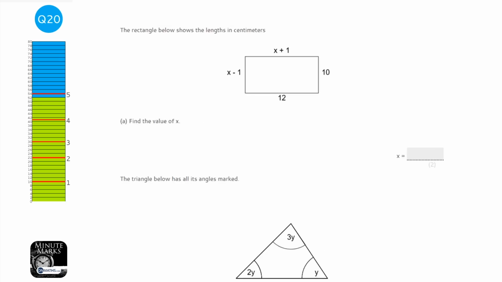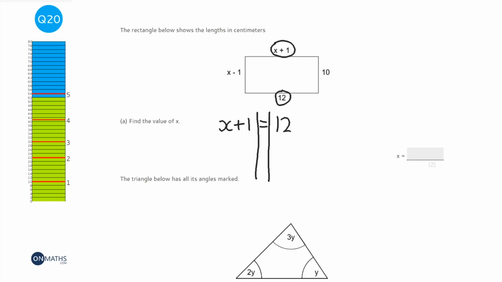Question A seems like a really complicated question, but it really isn't. If you think about what you know about a rectangle, you know that opposite sides of a rectangle are equal. So if you just write down x plus 1 is the same as 12, and then solve it. We're going to take away 1 both sides. Then x equals 11.